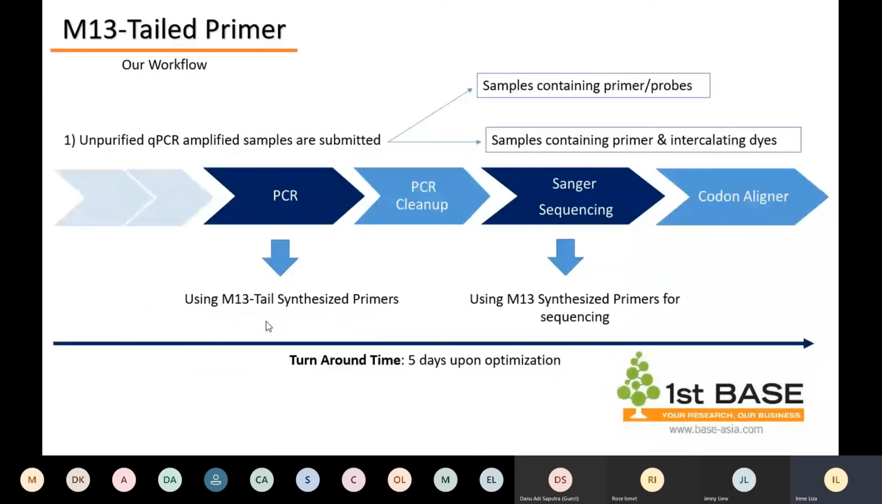So the workflow still remains the same. We will still only accept unpurified qPCR samples. So any samples containing primers or probes, primers and intercalating dyes, for example, like SYBR Green, you can submit as they are. So we will do the purification in our facility. Again, the workflow is still the same. We still do the PCR cleanup, Sanger sequencing, and codon aligner. And the turnaround time is approximately 5 days upon optimization.